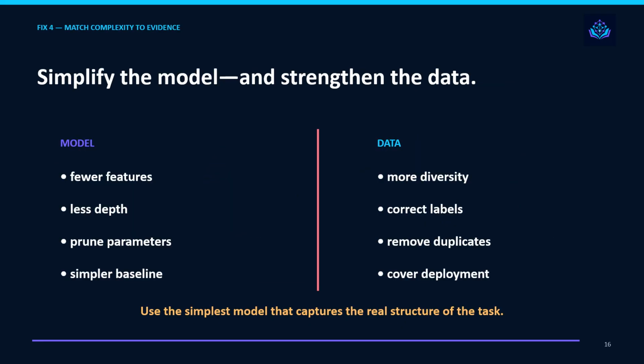Fix 4 is to simplify the model and strengthen the data. Try fewer features, less depth, clean labels, more diverse examples, and a simple baseline. More complicated does not automatically mean better.